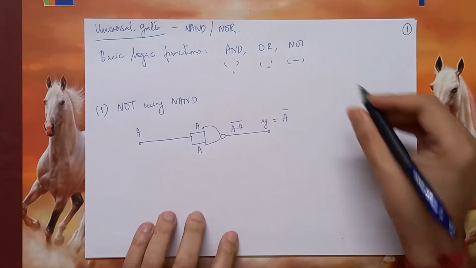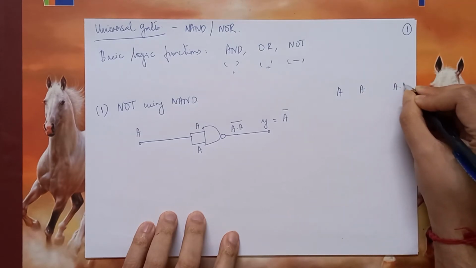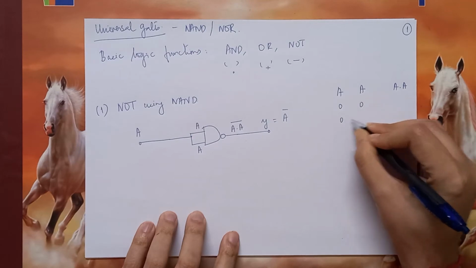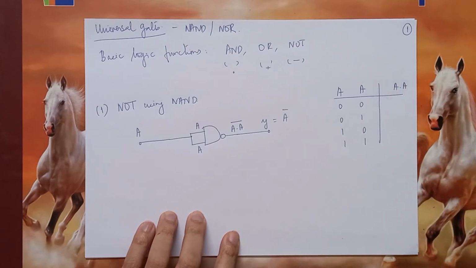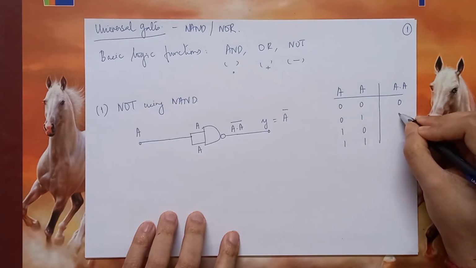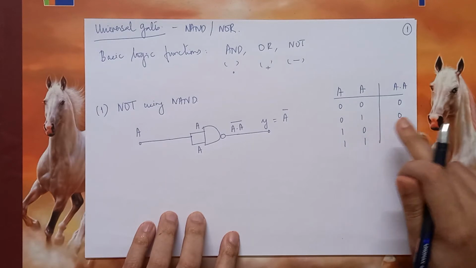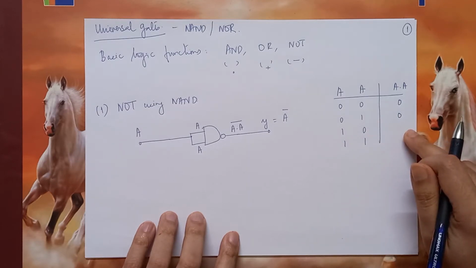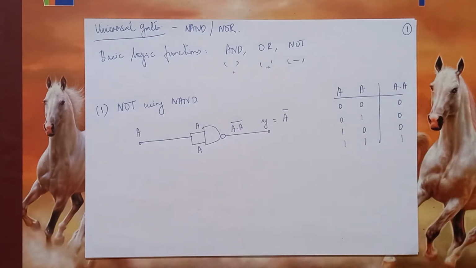You can prove this very easily. If 0 and 0, the AND becomes 0. 0 and 1, the AND becomes 0. 1 and 0, the AND again becomes 0. 1 and 1, the AND becomes 1. Right?